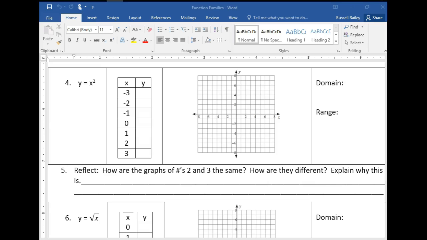y equals x squared. What I've done is I've given you some x values. So what you're going to do is plug those x values in. You don't have to show your work, okay? You could do this mentally, but I'm going to show my work for this one. I'm going to plug in -3 for the x. Now what is -3 to the second power? It's 9. What am I going to plug in next? -2. If I plug in -2, what would I get?